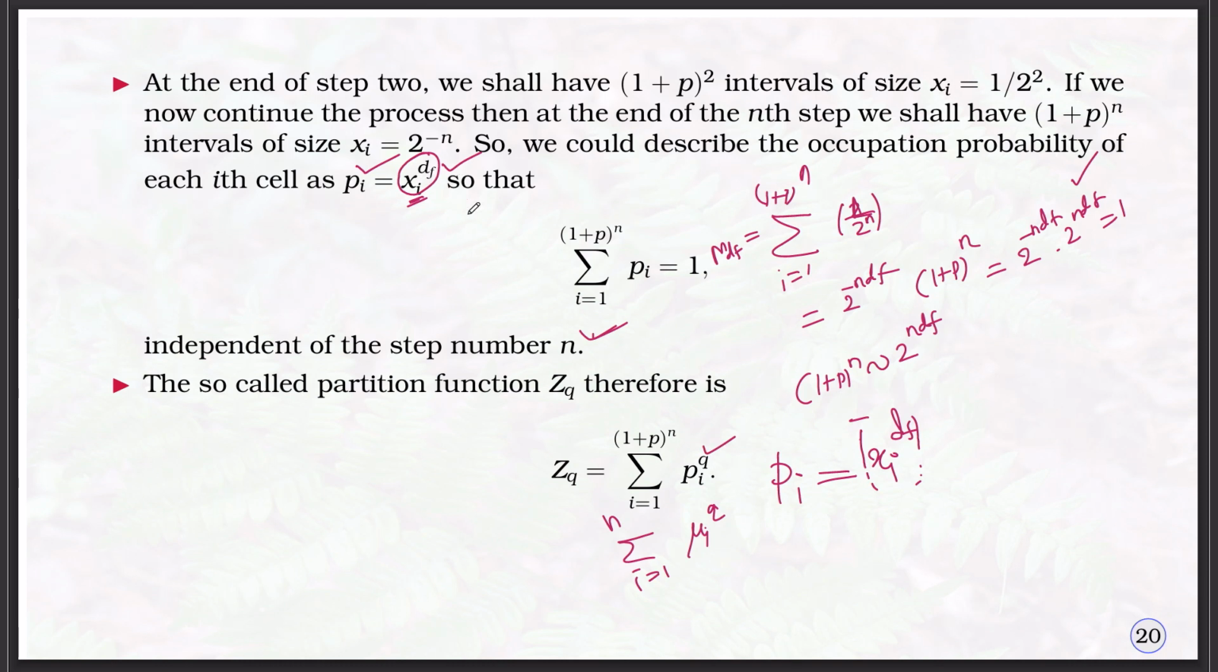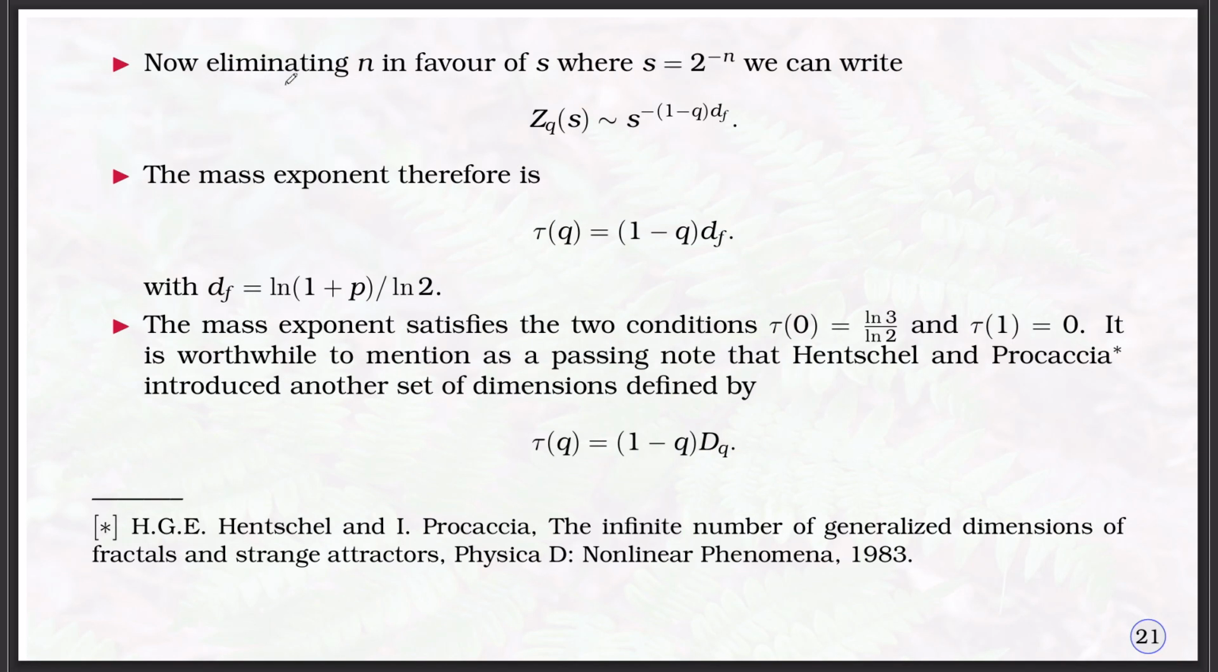So instead of simply covering the sets, we are considering their density, that means their size; we can call mu the measure of each sub-interval. If you take the sum over all the intervals, it equals 1, the total mass. Now eliminating in favor of s, that means the delta, we take delta as s, s equal to 2 power n. Because we know the partition function is delta power minus 1 minus q df, we get Z q as delta power minus tau q. Therefore, tau q is 1 minus q df.